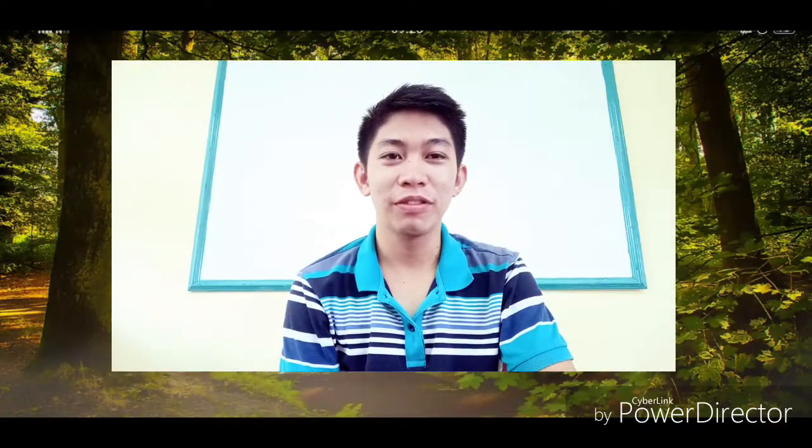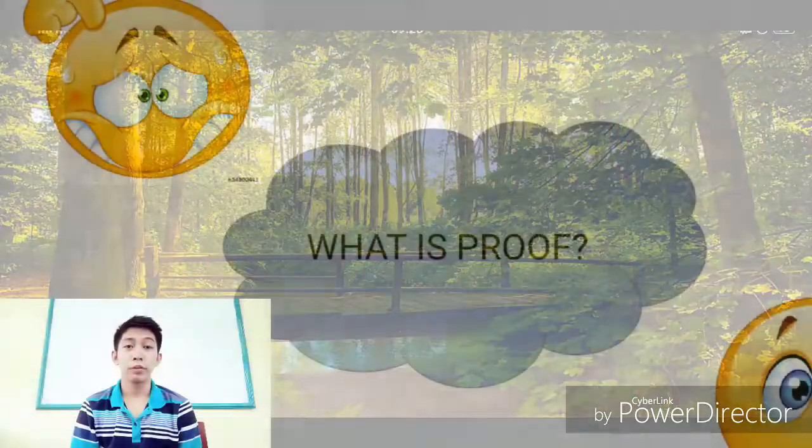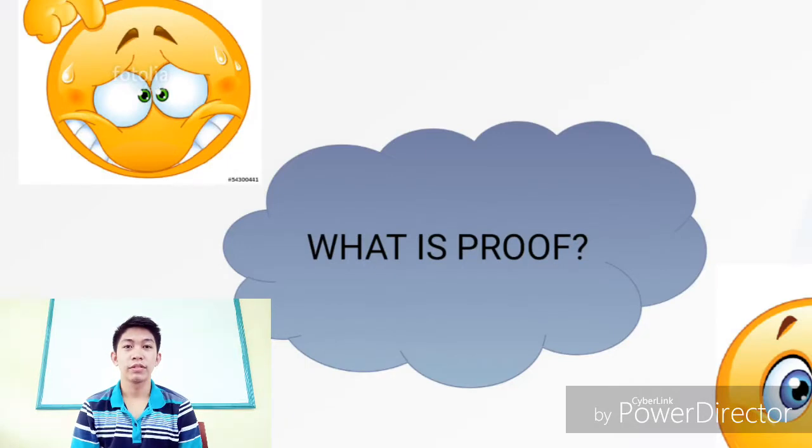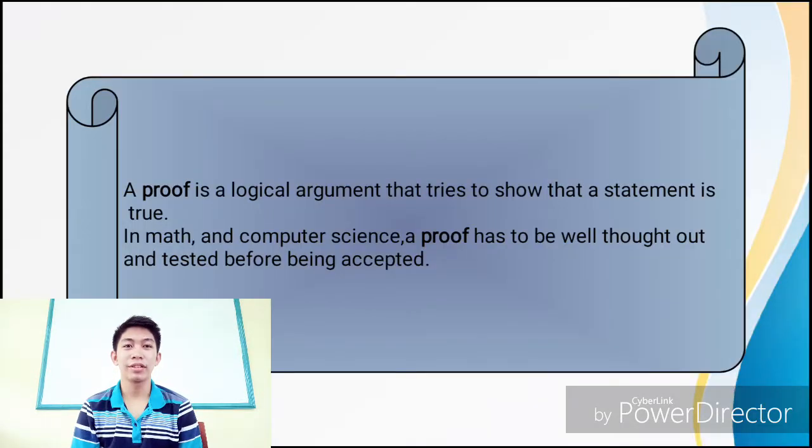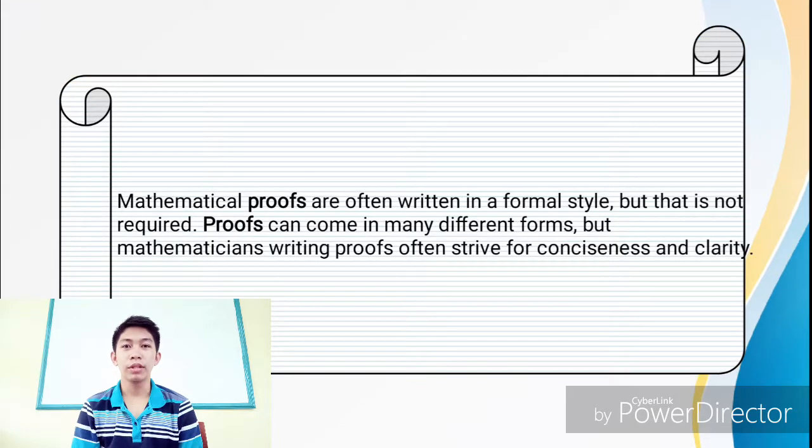I know that you have already mastered the basic terminologies in number theory. Today, I will discuss proofs. What is proof? A proof is a logical argument that tries to show that a statement is true. In math and computer science, a proof has to be well thought out and tested before being accepted. Mathematical proofs are often written in a formal style, but that is not required. Proofs can come in many different forms, but mathematicians who write proofs often strive for conciseness and clarity.